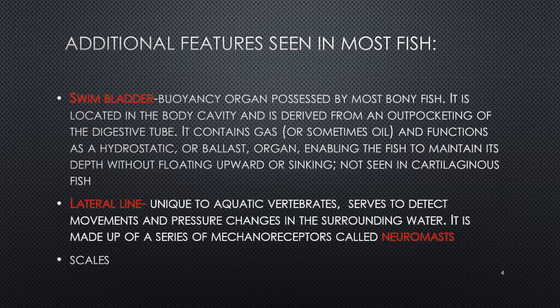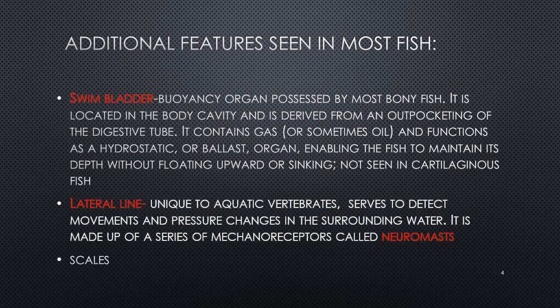So there are a couple of features that I do want to talk about that most fish have, but not all. And the first is what we call a swim bladder. I'm going to show you pictures of these things right now. We're just going to talk about it a little bit. But for now, the swim bladder is what allows a fish to be buoyant within the water column. And it's created by an outpocketing from the digestive system, and it can either be filled with gas or oil, depending on the fish.